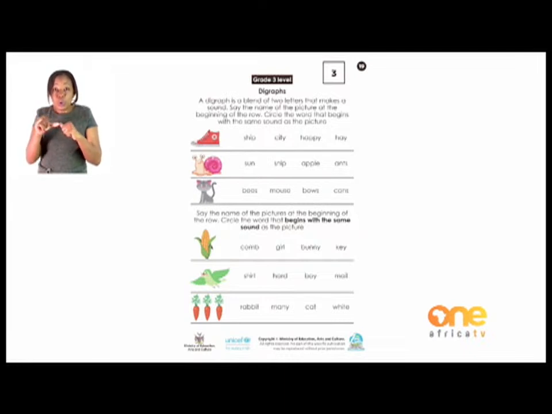Which word is starting with the sound of the name of that picture. And the third picture also, what is the sound here which the name of this picture is starting with? You circle that word. Are we together? Okay. I think that is fun.